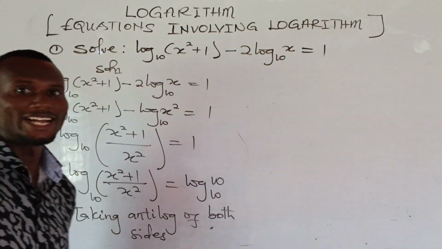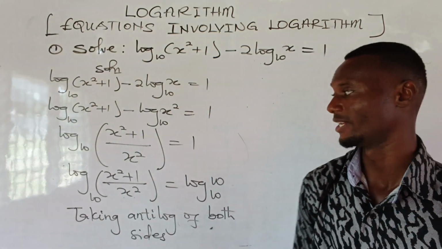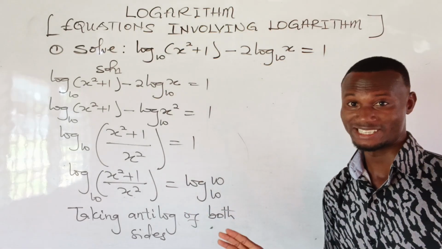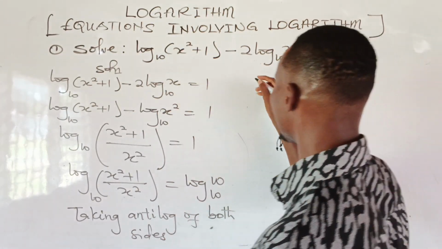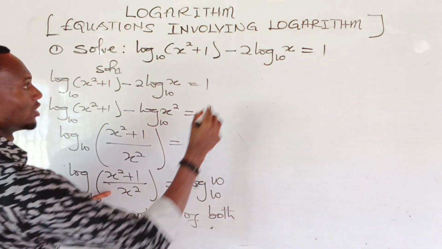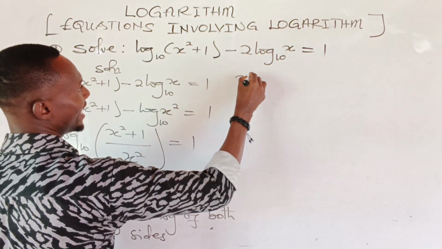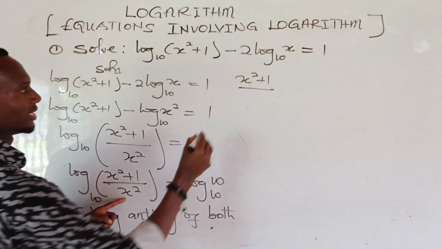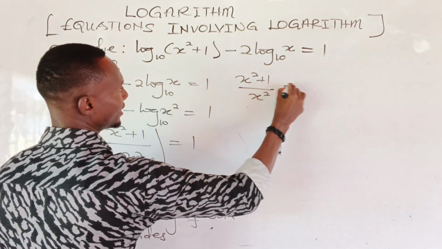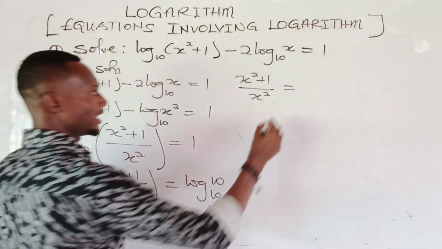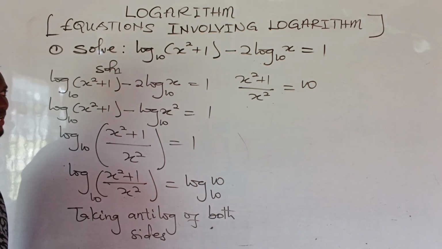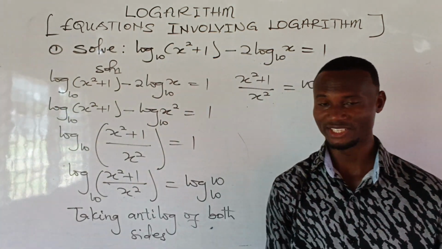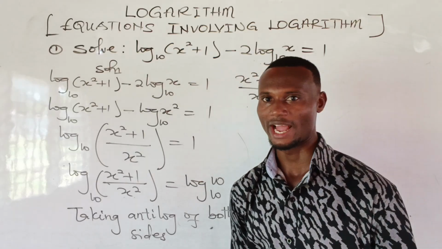So when I take anti-log of both sides, as I've explained, the log here will disappear, the log here also will disappear. So I'm going to have left, let me continue from here. So I'm going to have left s squared plus 1 over s squared equals, what I'll be left with here is the 10. I hope you understand and you agree with me up to this point. Let me just go over one more time.